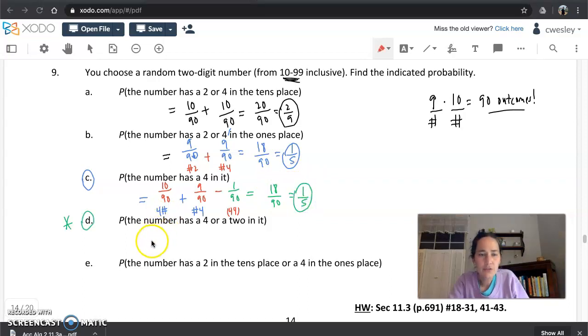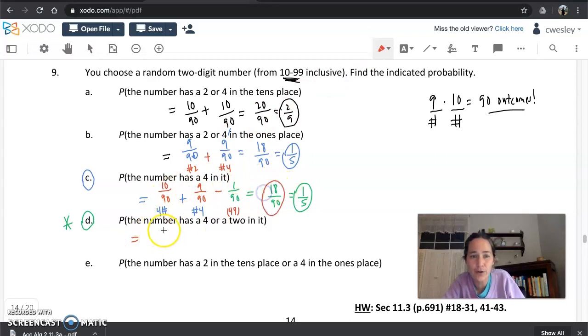Part D is a little tricky, but it is a good follow-up to Part C. We can kind of use what we did in Part C to help us with this one. It says the number has a 4 or a 2 in it. Well, we just found the odds that the number has a 4 in it, and I'm going to keep the denominator at 90. So 18 out of 90 is the probability the number would have a 4 in it. Or a 2 in it.